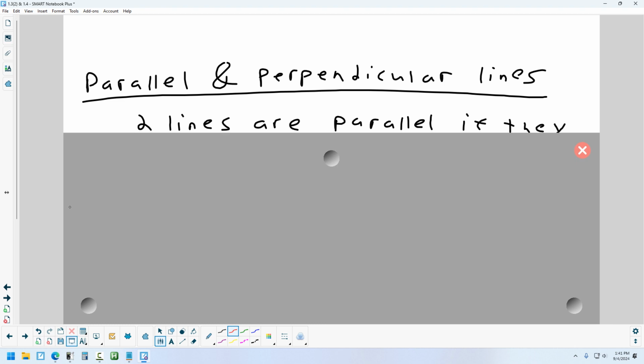So another thing they mention here is parallel and perpendicular lines. Can somebody tell me, what does it mean if 2 lines are parallel? They never touch. So what else would that mean? They have the same slope. Same slope, but different what?